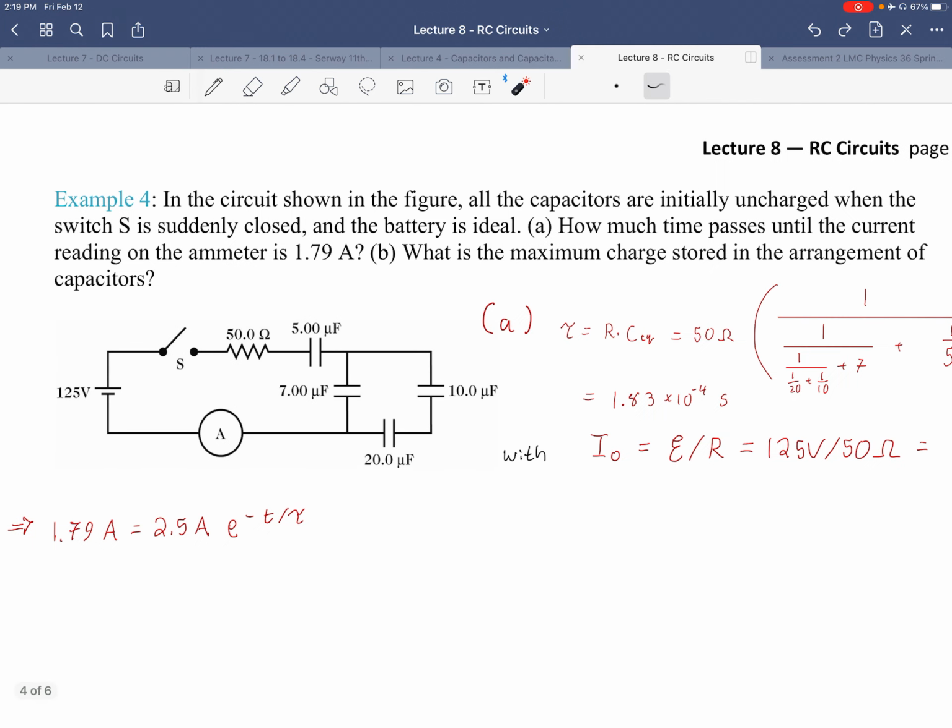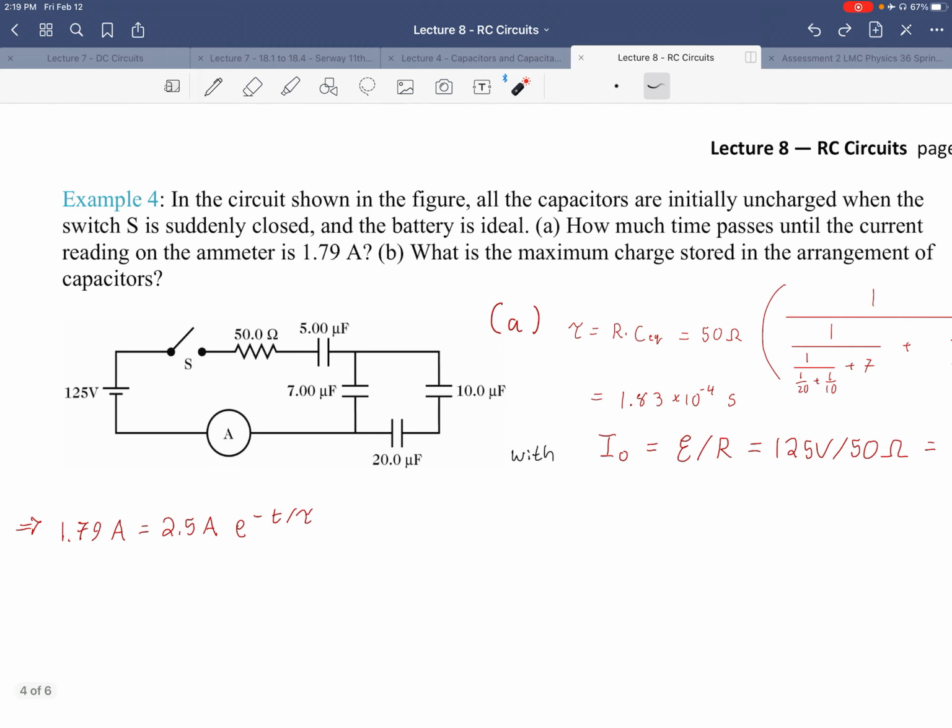Okay? And then we're going to find the time until there's only 1.79 amps flowing out of the battery. Because initially there was 2.5, that number is going to fall off as our arrangement of capacitors becomes charged. Eventually, the current, of course, will approach 0, finally becoming 0. But at some point, after not too much time, it will have gone from 2.5 to 1.79.